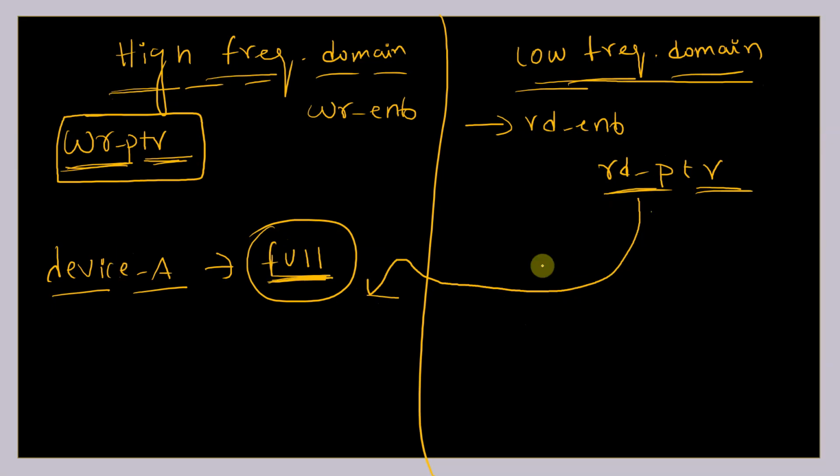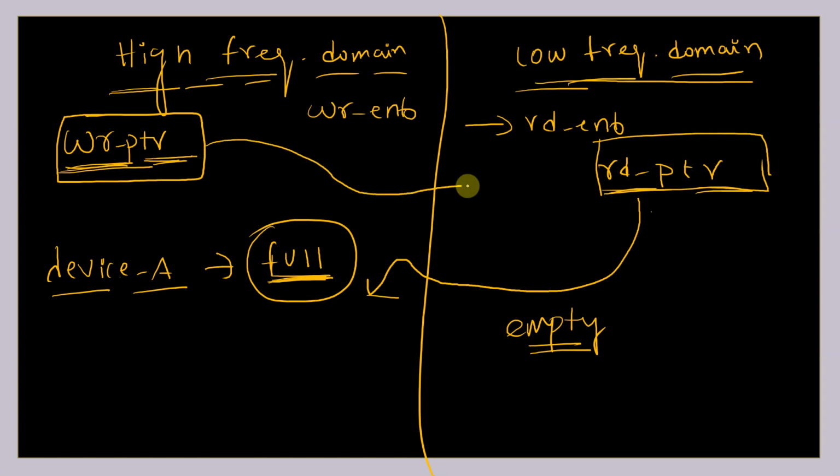Now, similarly, the empty condition should be given to our device B, which is working in the low frequency domain and already has read pointer information available. Okay, but it needs write pointer also, right? But this write pointer is being implemented in the high frequency domain. So this write pointer should be given to the low frequency domain so that it can compare write pointer and read pointer and generate the empty signal information.